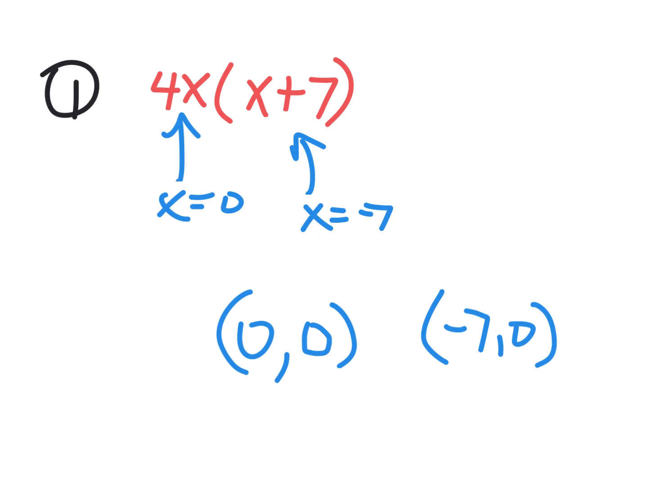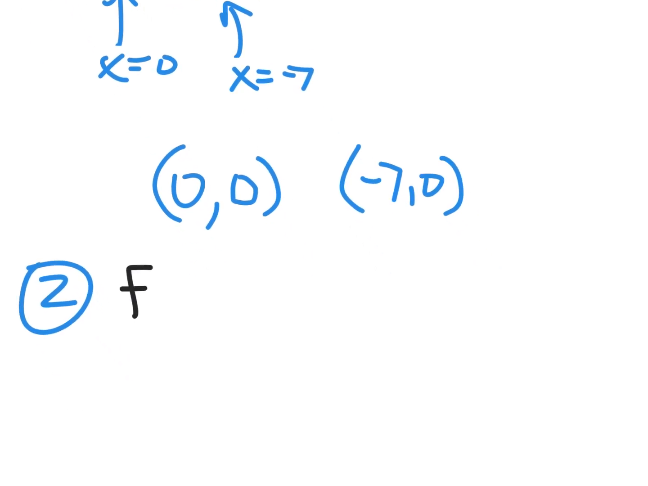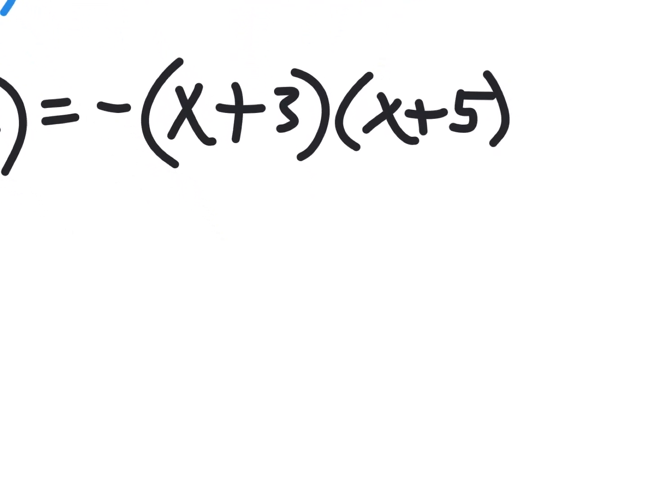Read number 2. F of x equals negative x plus 3 times x plus 5. And x plus 3 and x plus 5. That helps. Thank you very much. Like that? Yep. Okay, cool. Do you get that's an upside down parabola? Because the negative in front?